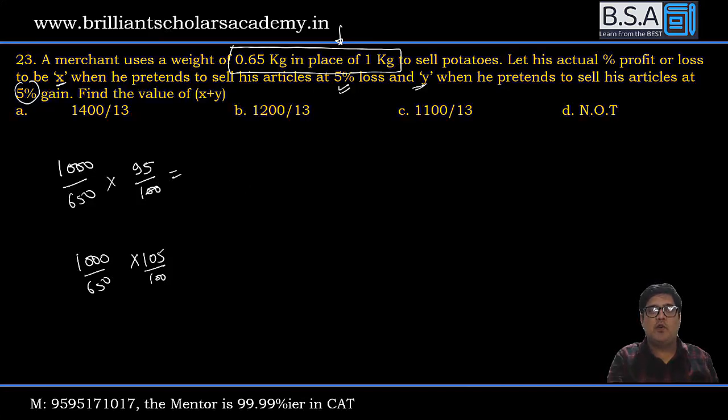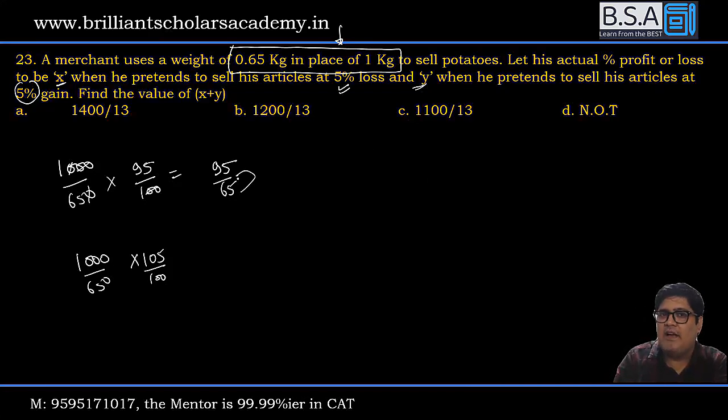हाउ? टू जीरोज गॉन, ये जीरो चला गया, तो कैन आई से this is 95 upon 65. So what is the actual profit percentage? You don't have to calculate profit percentage. ध्यान से x निकालना है आपको। Here I have 30 more on 65 into 100. That is x.